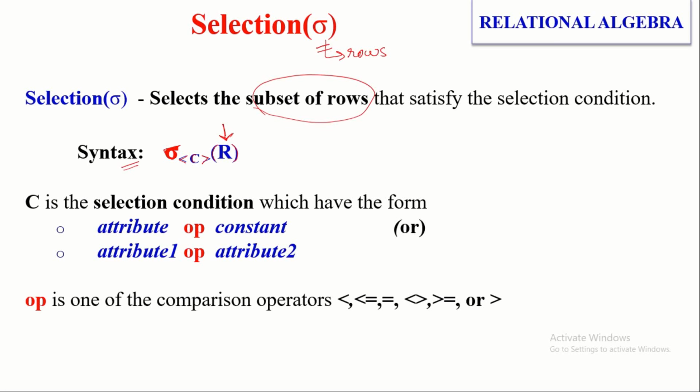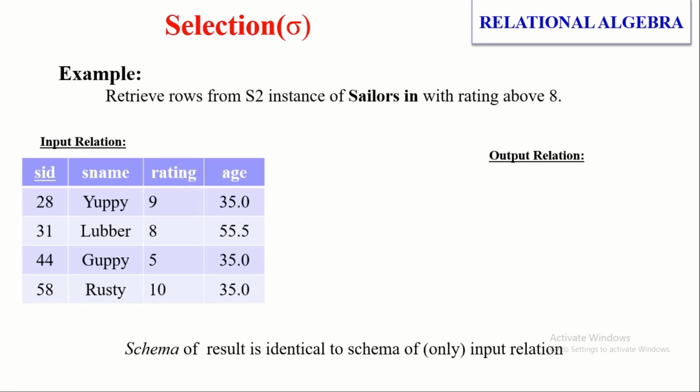Let us now discuss the form of specifying the selection condition. The selection condition can be specified using any comparison operator, and on its left side it takes attributes, and on its right side it may take a constant or else an attribute can also be present. Let us now discuss the selection operator with an example query.